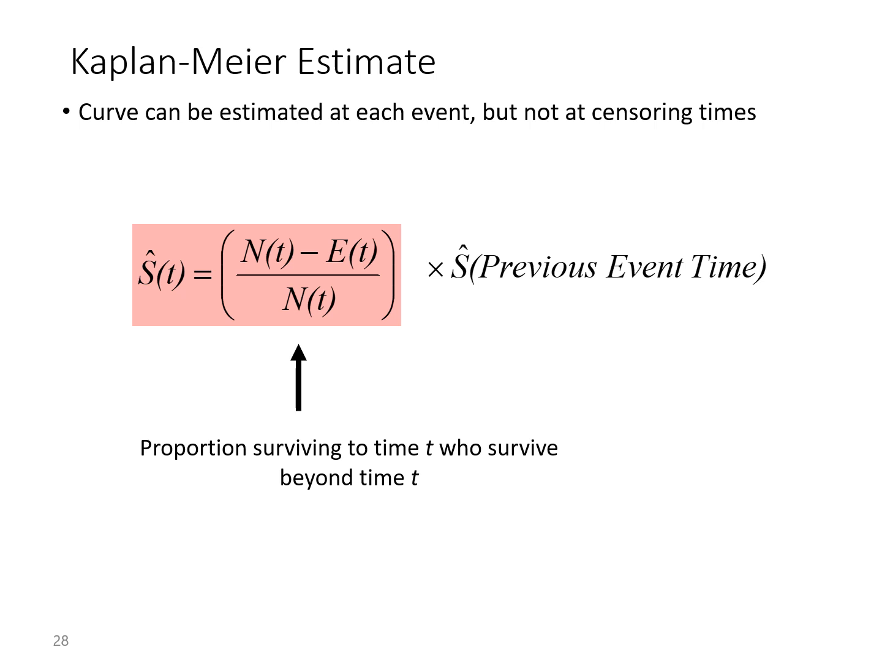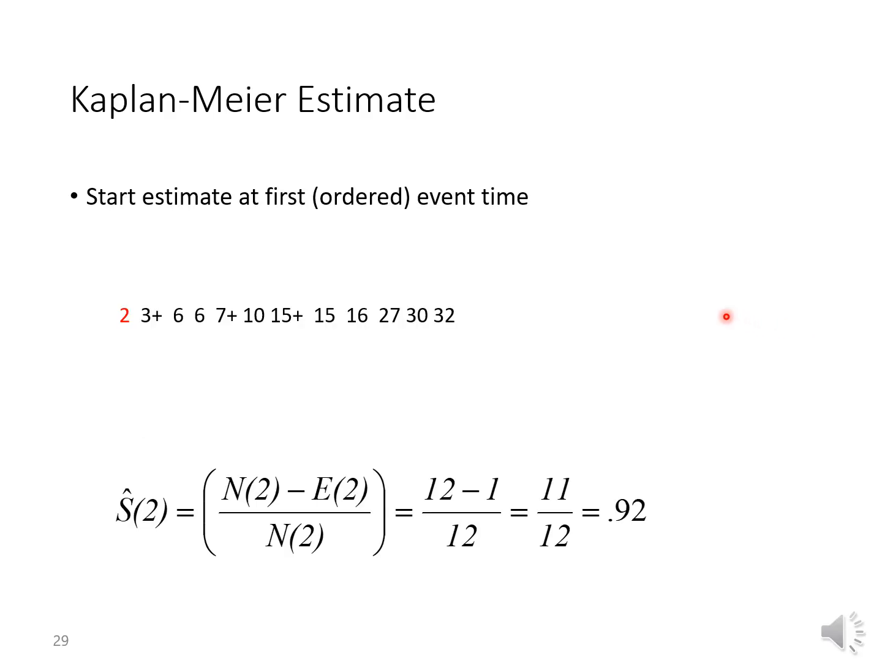Okay, so as we said, the curve will be estimated at each event, but not at a censoring time. So let's take the first event. The first event happened at 2 months. How many were at risk? We had 12 at risk, and we had 1 event at month 2. So the probability of survival is 12 minus 1, the event, over 12, and this is 11 over 12. This is 0.92. So this is the first event, and we don't have any other probability before it. So 92% have survived month 2 and beyond.